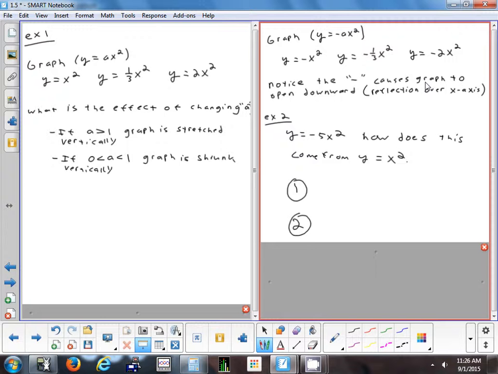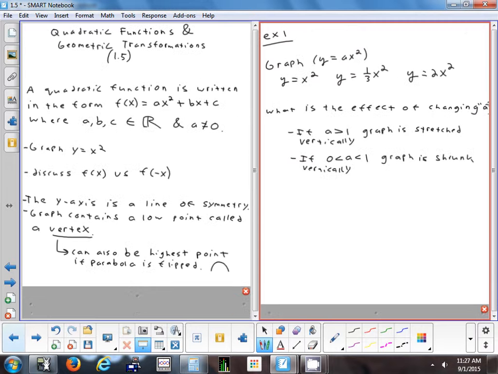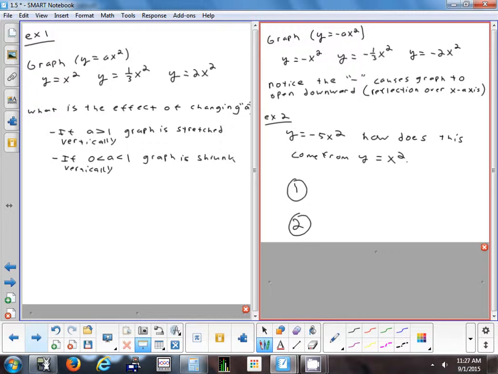How about Jen? What's the 5 going to do? Just the 5. It's going to cause it to shrink. Well, think back. Does something bigger than 1 cause it to stretch or shrink? Yeah, it's going to stretch. All right, so the first thing that would happen to change y equals x squared into y equals negative 5x squared is a vertical stretch.